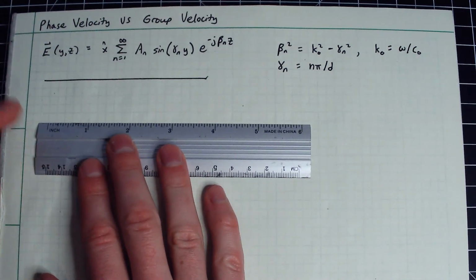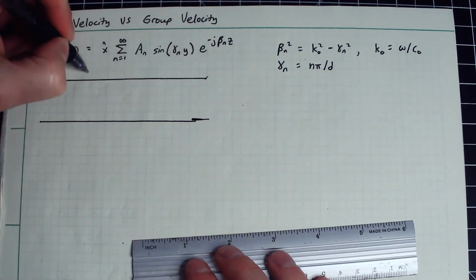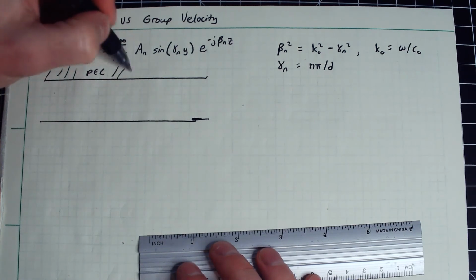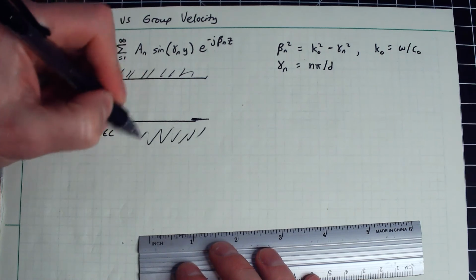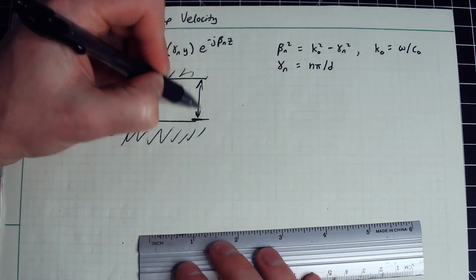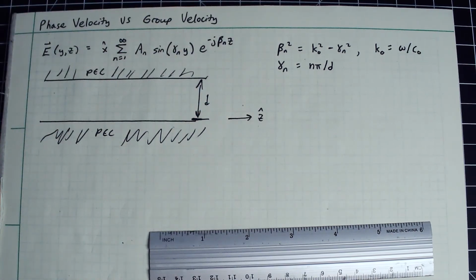So here's a waveguide, parallel plate, like so. Here is PEC, perfect electrical conductor, up here. And again, there's PEC down here, perfect electrical conductor. And we are separated by that usual distance d, and this is the z direction.